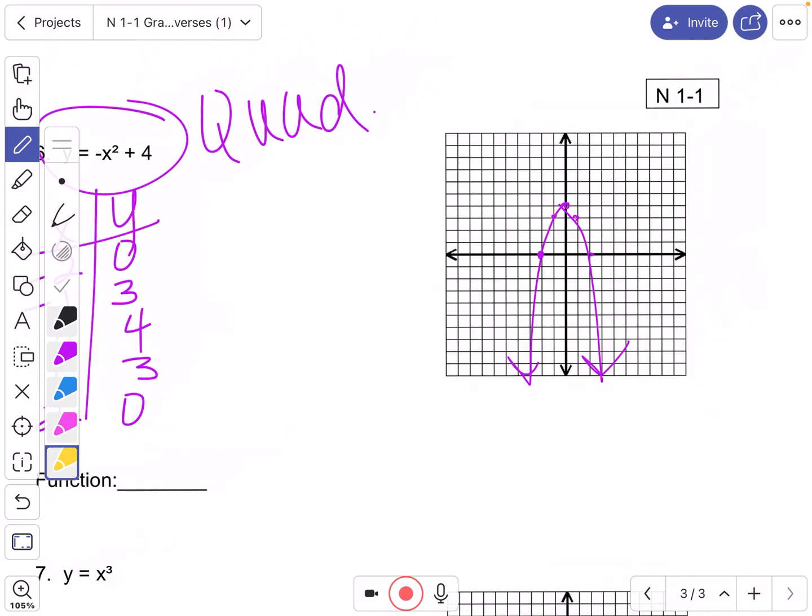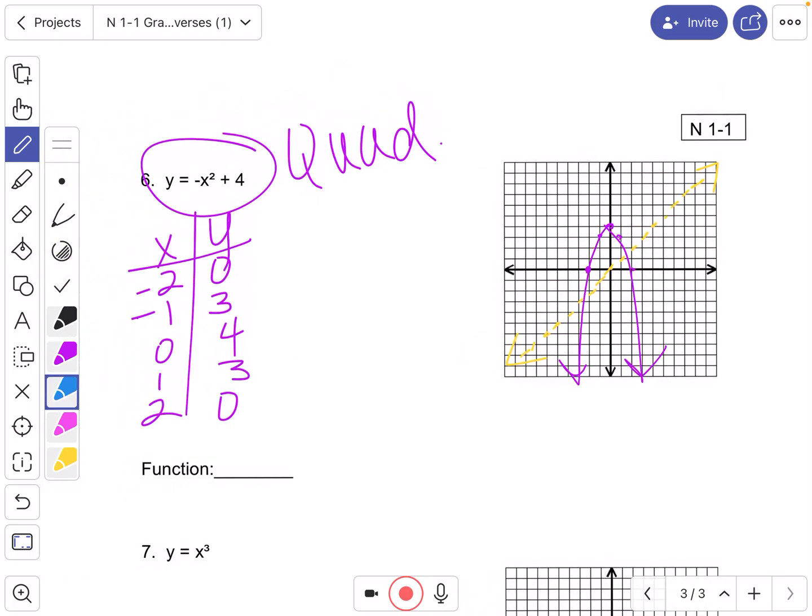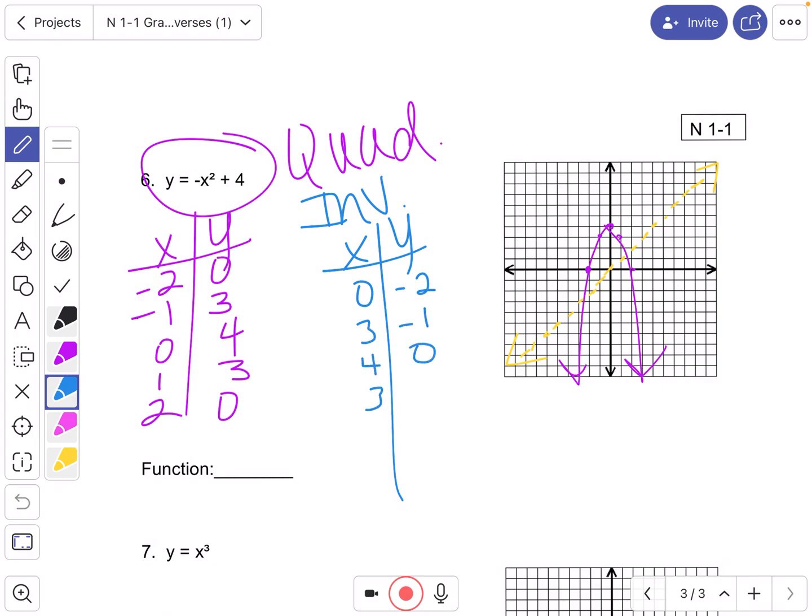I'm plotting that reflection line, which is y equals x, 0, 0, 1, 1, 2, 2, 3, 3, and you can keep going. And then to find your inverse, remember all you're doing is you're switching those x and y coordinates. So 0, -2, 3, -1, 4, 0, 3, 1, and 0, 2.